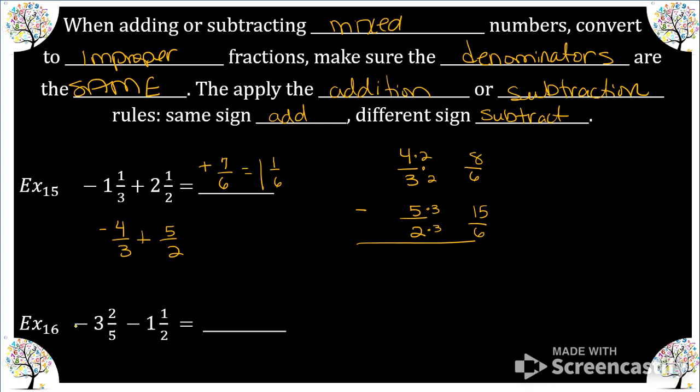Number 16, we're going to apply keep, change, change. Our signs are the same, so we will add and keep the sign they are, which is negative. So let's convert these. 5 times 3 plus 2, that gives us 17 over 5, negative. 2 times 1 plus 1, and now let's make equivalent fractions.